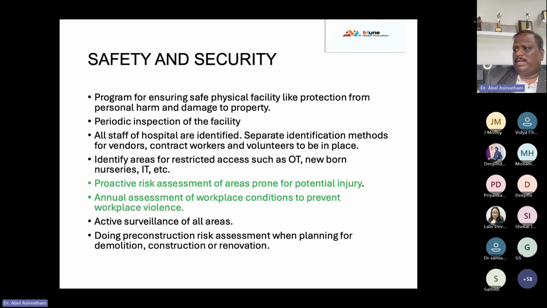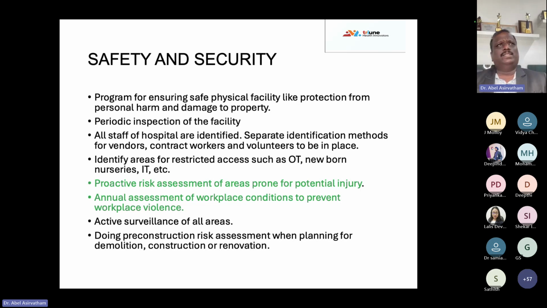All staff of the hospital are identified, and separate identification methods for vendors, contract workers, and volunteers need to be in place. Very, very important. You can give them a badge, and you can give them a visitor ID, whatever it is. Again, it depends upon hospital policy, what they need to choose.